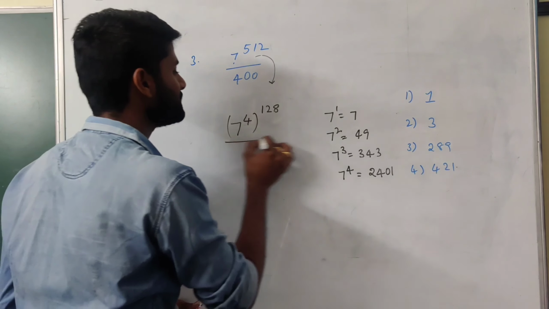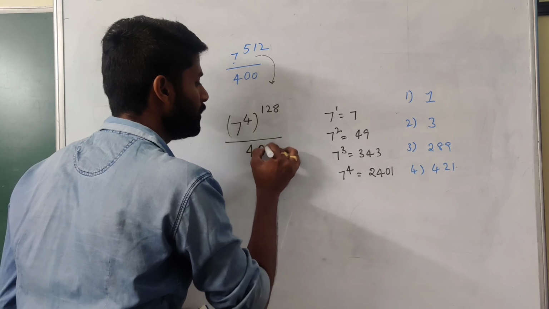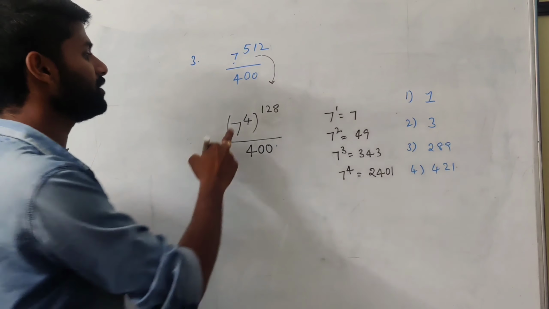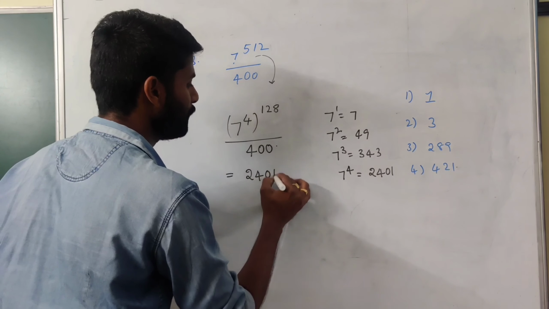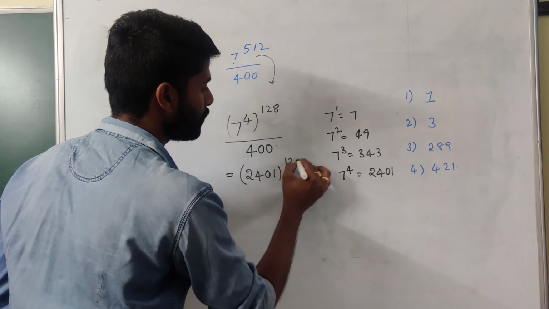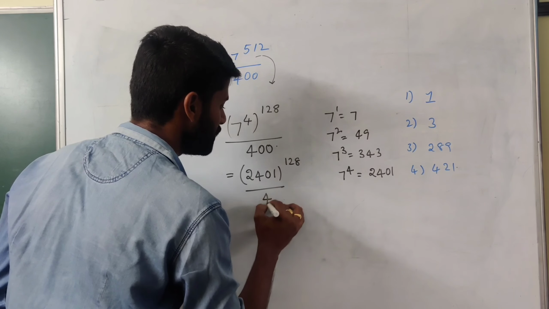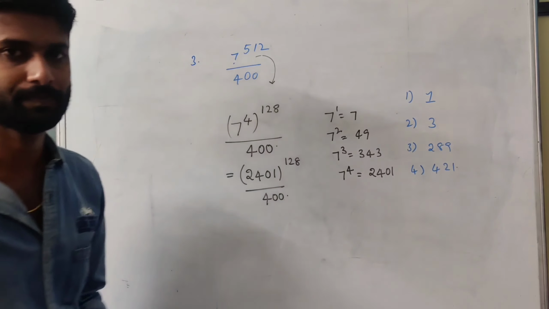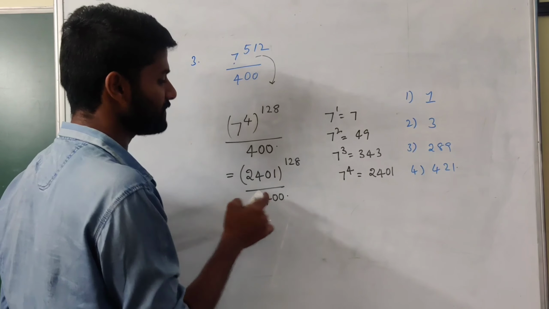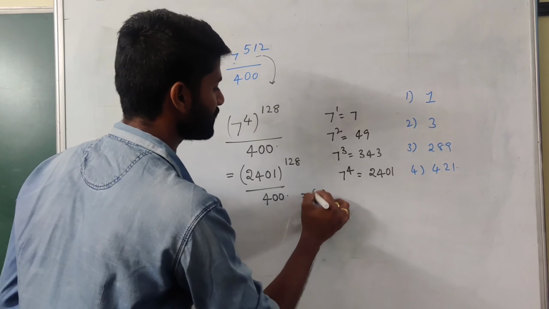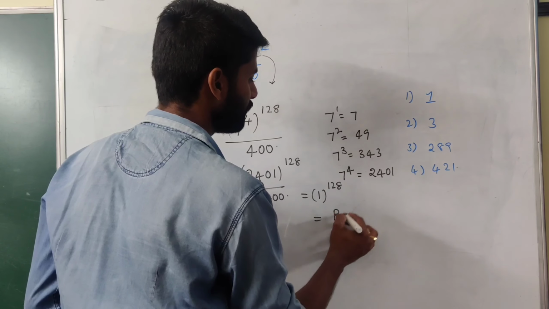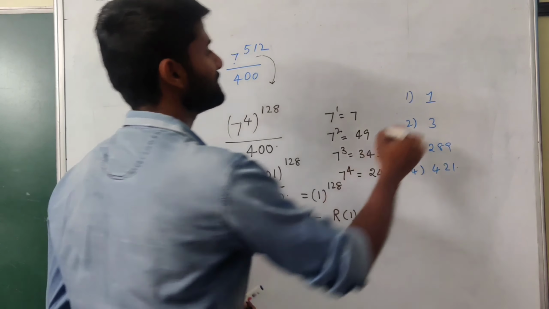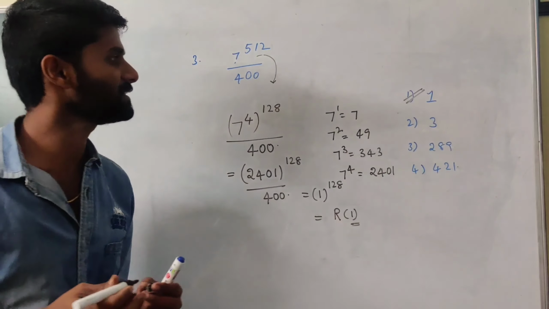And this number is divisible by 400. And we know that 7^4 value is exactly equal to 2401, so (2401)^128 divisible by 400. This is the value. And we know that 2401 divisible by 400 gives a remainder of 1. So 1^128, 1 power anything, the value of remainder is 1. So the answer is equal to 1. So this is the remainder.